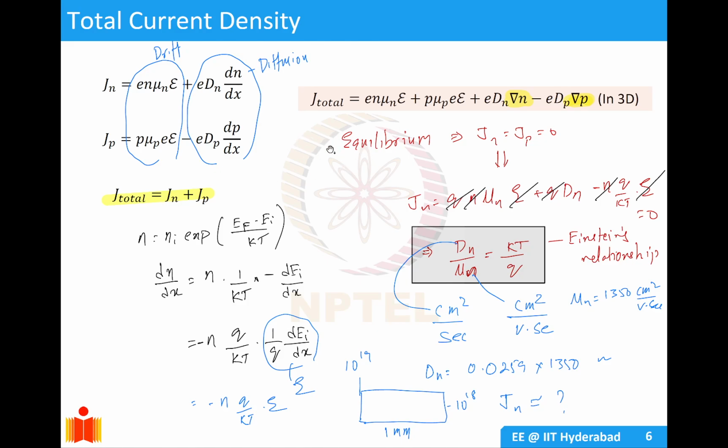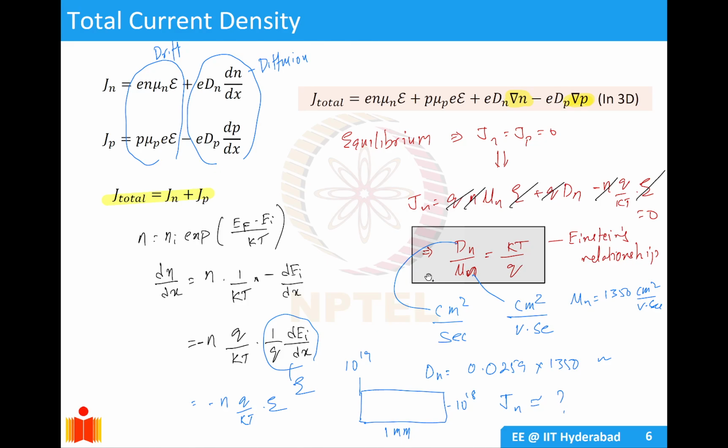So at equilibrium, you will have Jn equals Jp, because at equilibrium the net current will be zero. So you will have all these terms equal to zero, and from there you can calculate Dn by mu n equals kT by q. This is called Einstein's relationship.